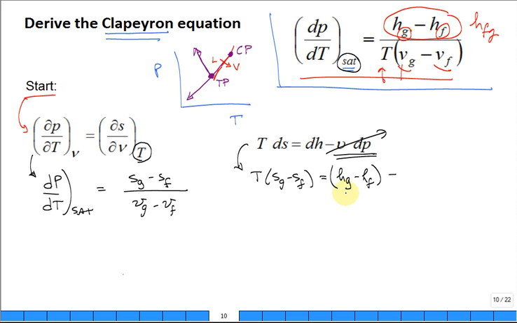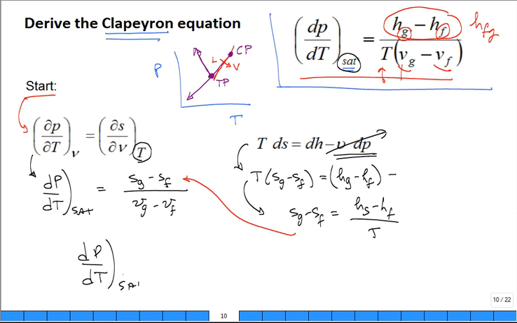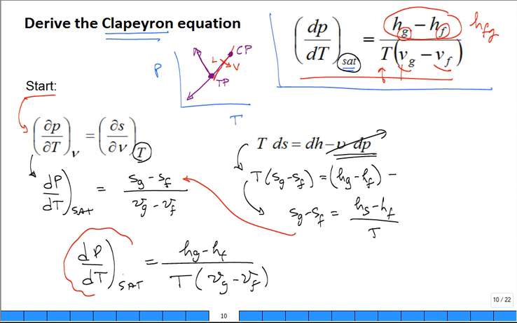So now I use this relationship to get S of G minus S of F is H of G minus H of F divided by T. I'll substitute that into this right there. And our final relationship is what I wanted to show, the Clapeyron equation: the change in the saturation pressure with respect to temperature is equal to H of G minus H of F divided by T times V sub G minus V sub F. It looks pretty abstract, but look at which parts of these are easy for you to conceptually think about going out and measuring. Would this group of terms be easy or hard to measure in the lab?